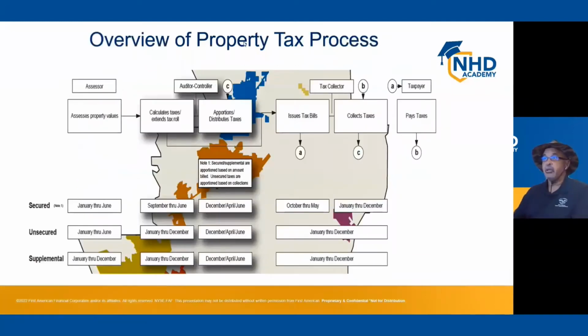This is an overview of the property tax process. It shows the various agencies that are involved. You have the assessor, they're assessing the property values, the auditor controller, again, they're calculating the taxes and extending the tax roll. And the tax collector issues the bill and collects the taxes, and then, of course, the taxpayer pays the taxes.